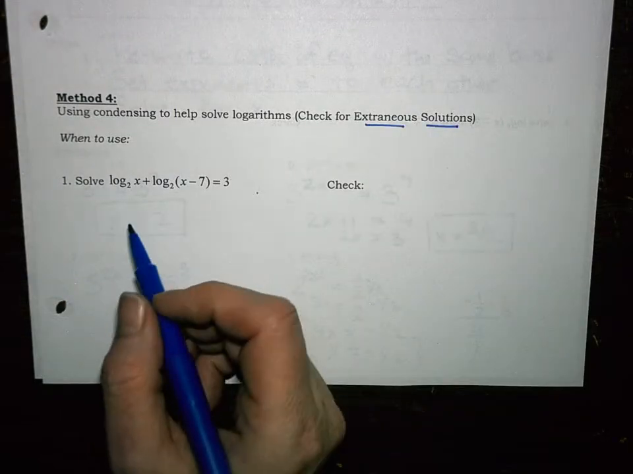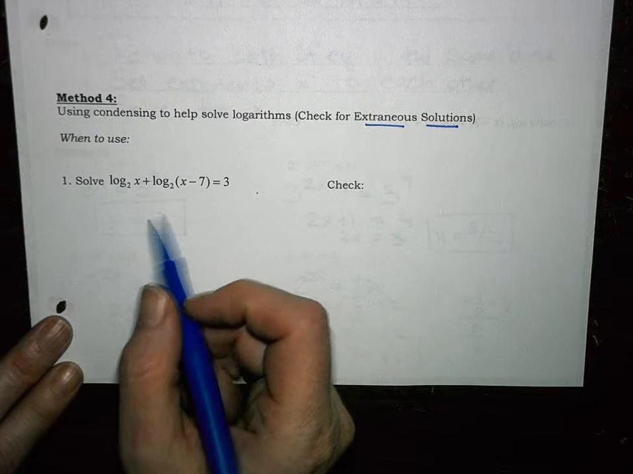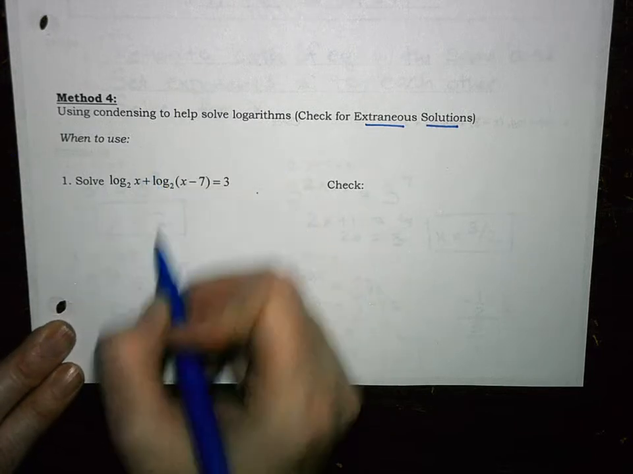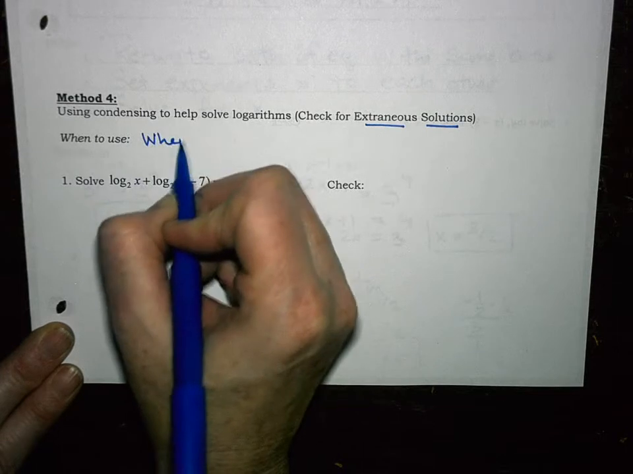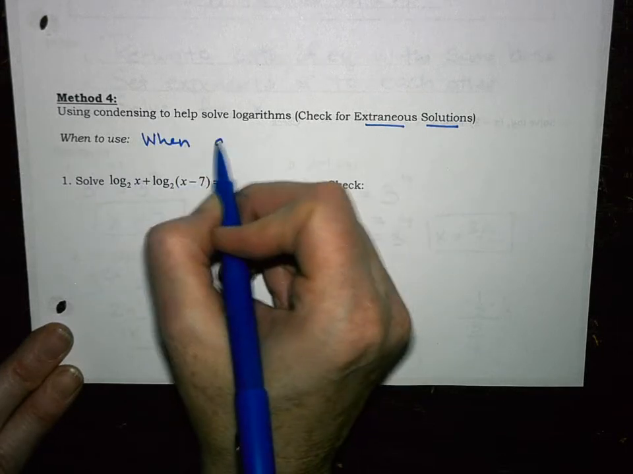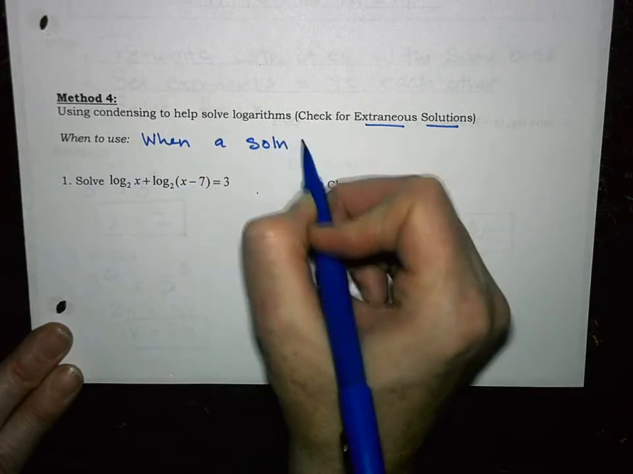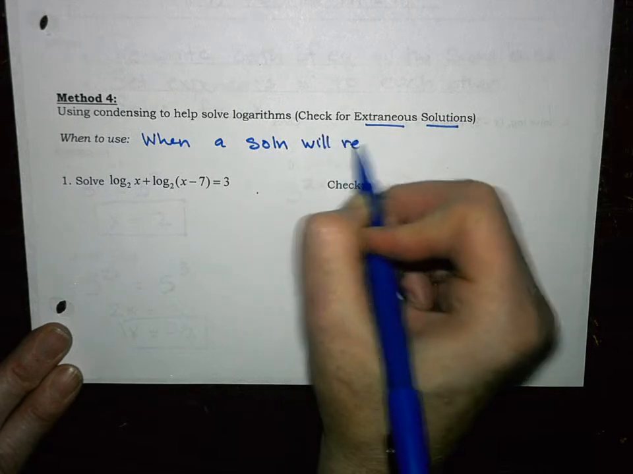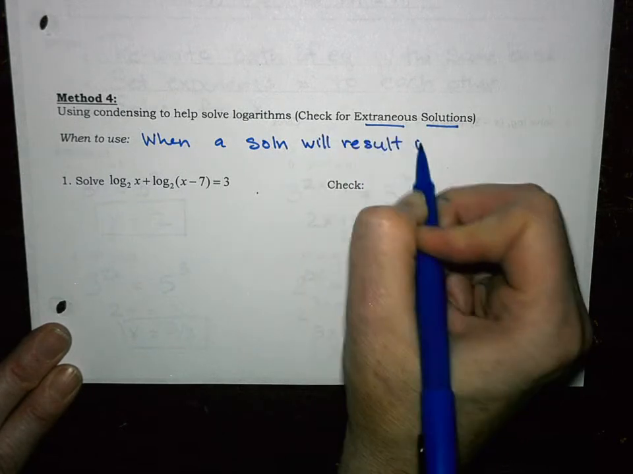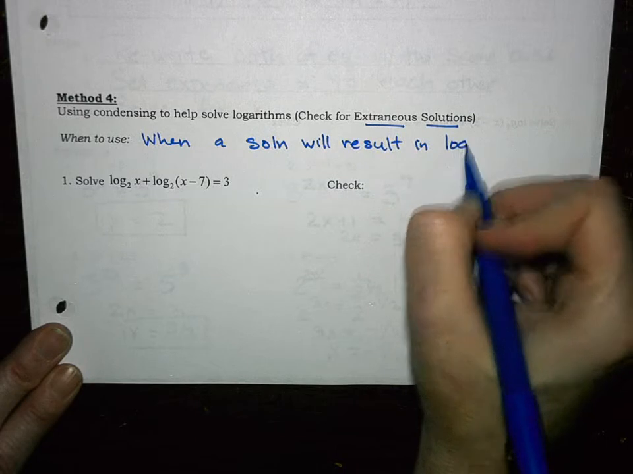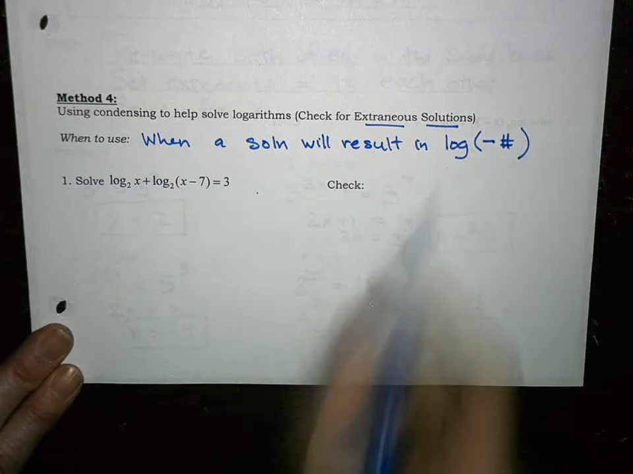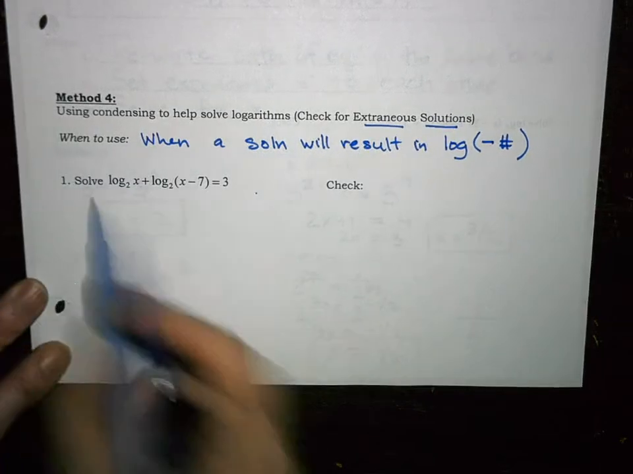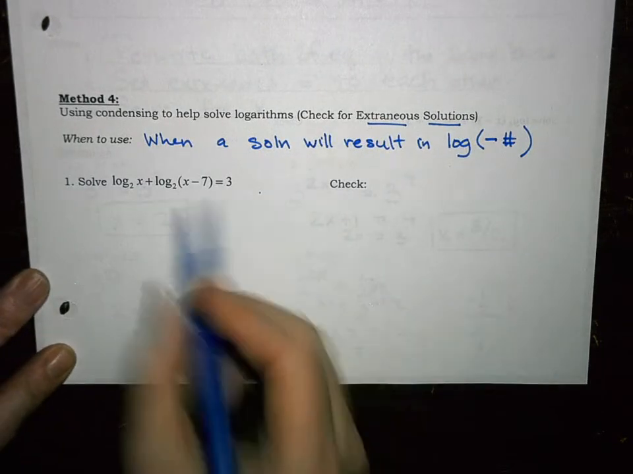Now here, I might have to check for extraneous solutions. When do we use that? We check for extraneous solutions when a solution will result in the log of a negative number. That's when we check for extraneous solutions. Here we go.